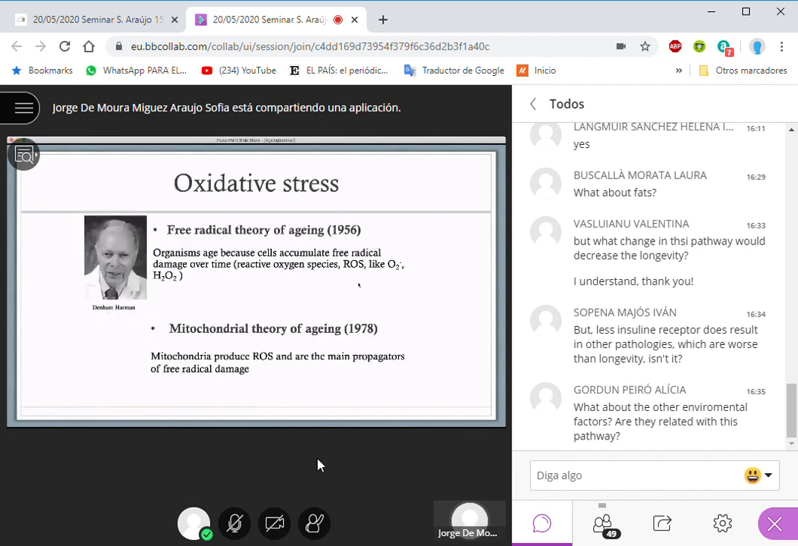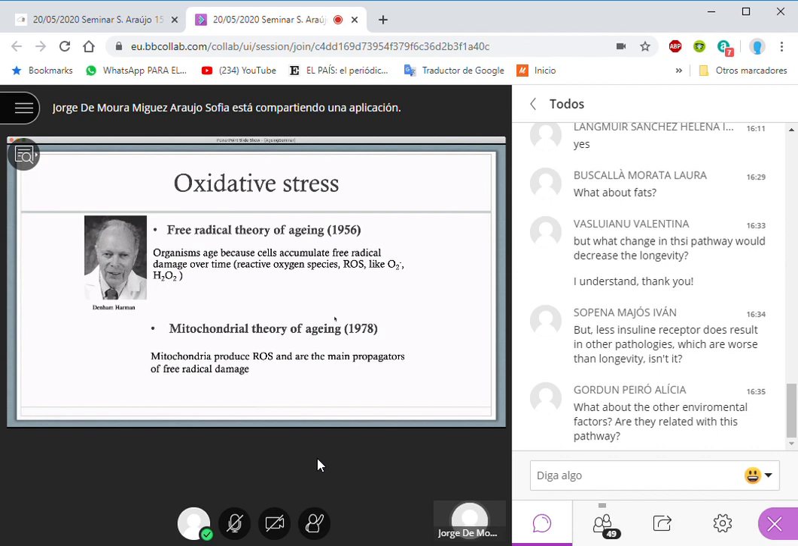Okay, so then we move on from telomeres to mitochondria, which is the last part of this seminar. And mitochondria are important because oxidative stress has been associated not just with DNA repair, but also with aging. And this came from the free radical theory of aging, which said that organisms age because cells accumulate free radicals over time. So we have reactive oxygen species. These accumulate in the cells over time. This makes cells age faster.